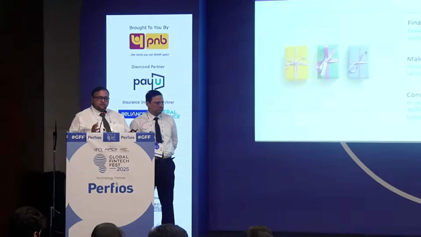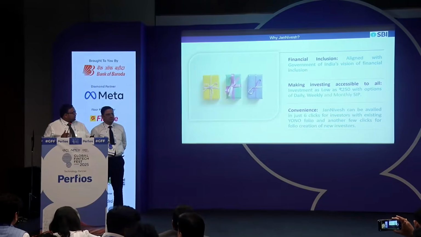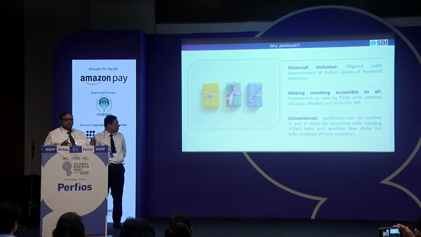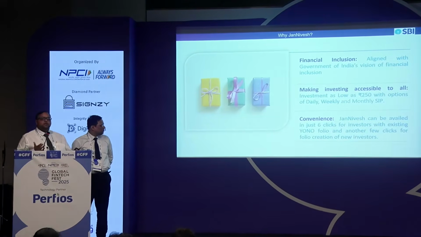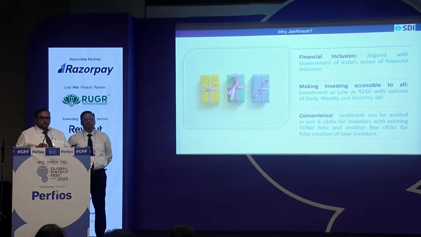This SIP uses SBI Balanced Advantage Fund because of its dynamic asset allocation, market-driven tax efficiency, and moderate risk-reward balance. This can be availed from our app in just a few clicks. From login to the SIP, it just takes 6 clicks with the YONO folio. And if any customer doesn't have a folio, in just a few clicks they can create the folio.